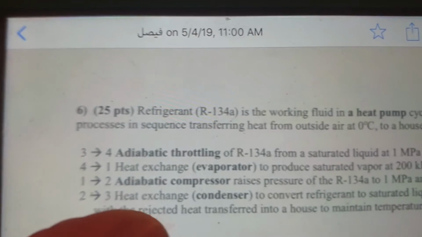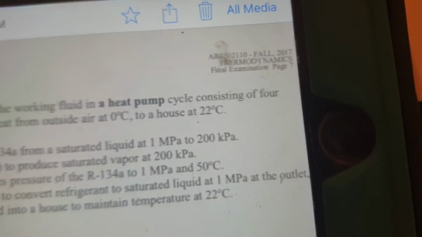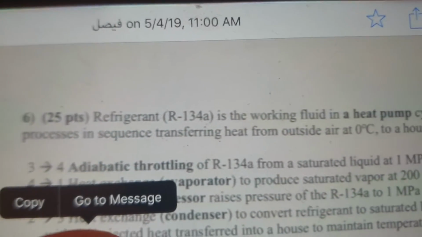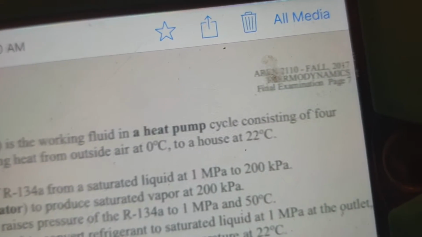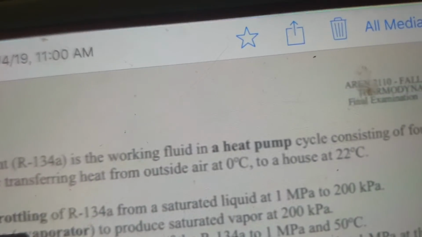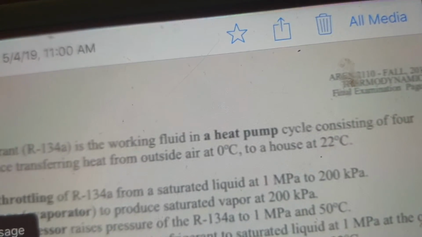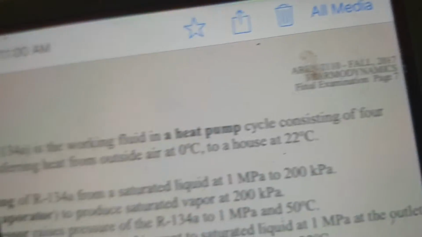Question number 6. Refrigerant is the working fluid in a heat pump cycle consisting of 4 processes in a sequence, transferring heat from outside air at 0 to a house at 22. So there is a heat pump, and the heat pump is using the air outside, which is 0, freezing, to heat the inside of the house.